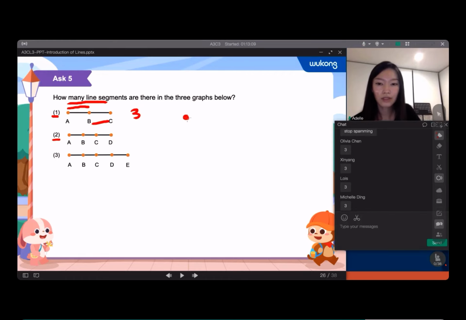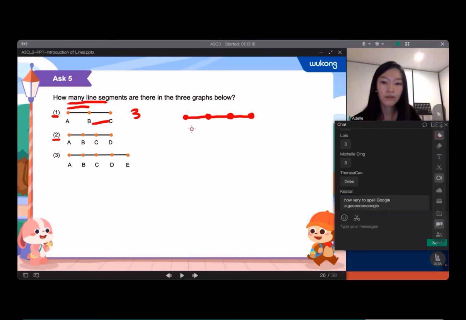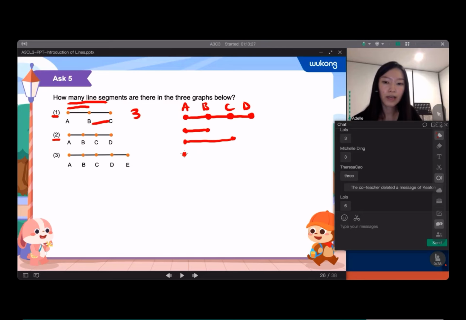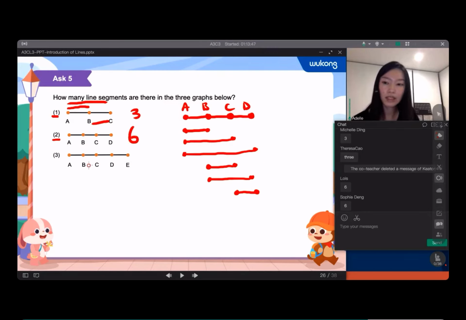So for question 2, there's not enough space, so I'm going to draw it out here. So we have 4 endpoints here, don't we? We could have A, B, C, D. So we can have from A to B, from A to C, from A to D, or if we start from endpoint B, we can have B to C, B to D, or if we start from endpoint C, we could have CD, okay? So how many segments do we see in this one? 6. Good job, Lois. And let's look at the last question, question 3.